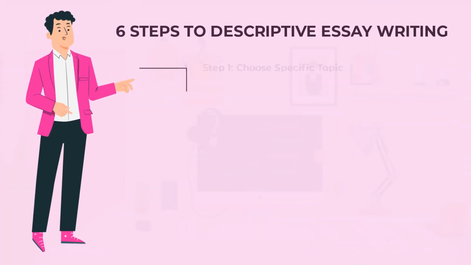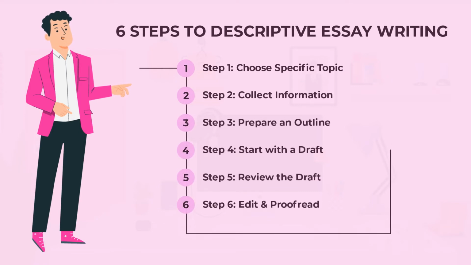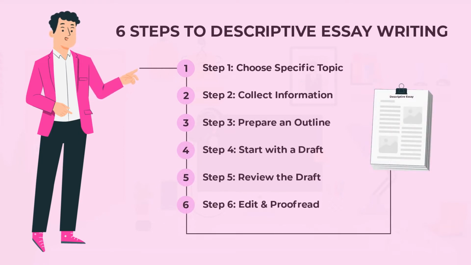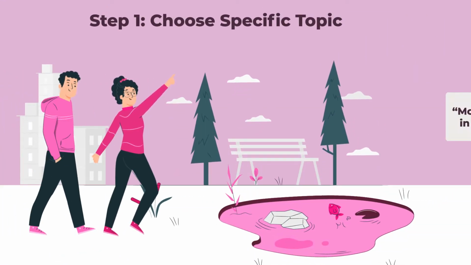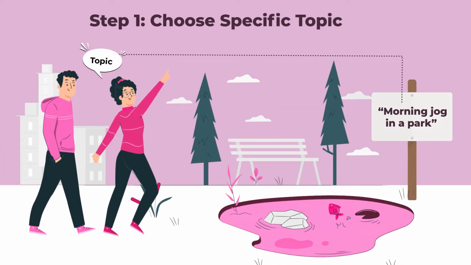You need to follow 6 simple steps for successful descriptive essay writing, and they are: keep your audience and your interest in mind when choosing a topic for writing a descriptive essay. Example: morning jog in a park is our essay topic.